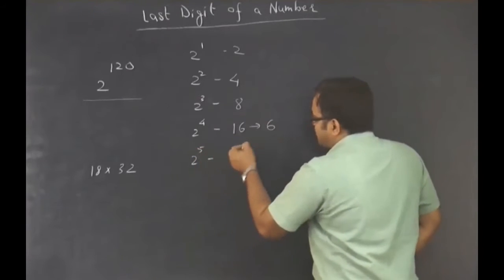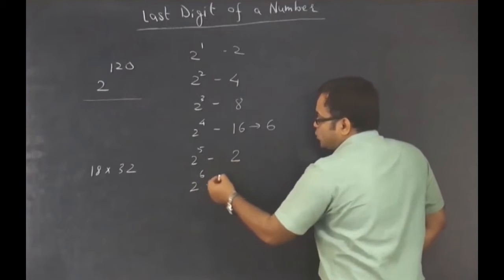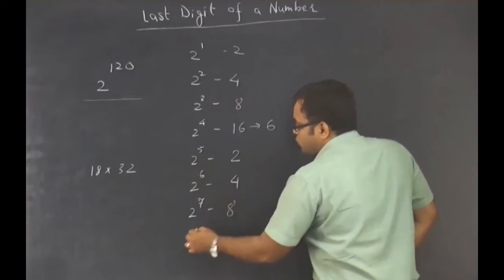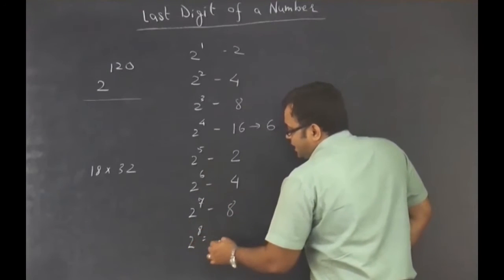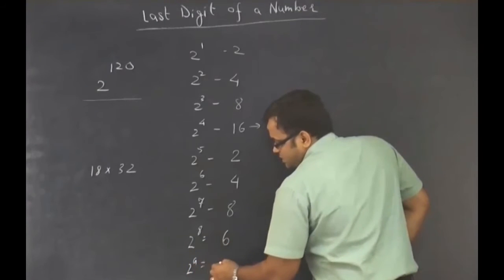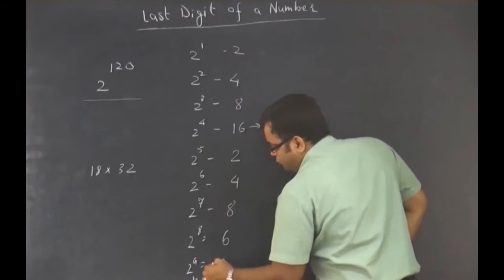2 to the power 5 is 6 into 2, 12. 2 to the power 6 is 2 into 2, 4. 2 to the power 7 is 4 into 2, 8. 2 to the power 8 is 8 into 2, 16. 2 to the power 9 is 6 into 2, 12. 2 to the power 10 is equal to 4.